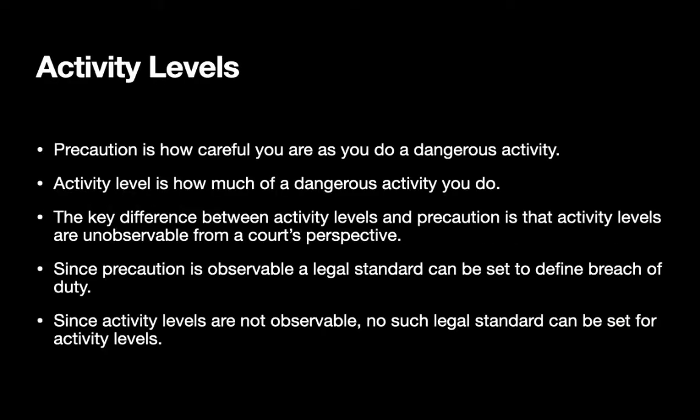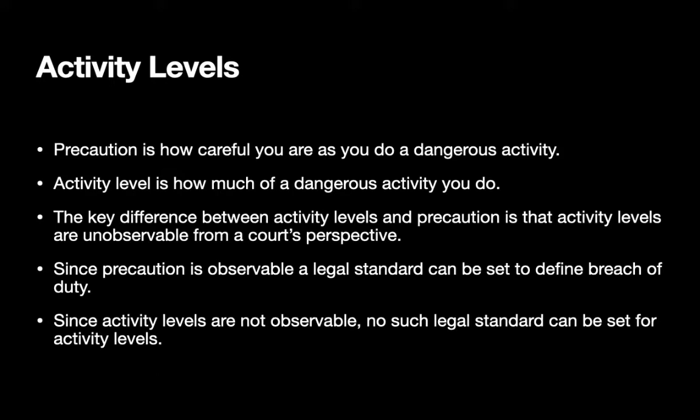Precaution is how careful you are as you do a dangerous activity. An activity level is how much of a dangerous activity you do. For example, if we are talking about swimming, examples of precaution could be a swimmer that checks the depth of the pool before diving, or a pool owner that makes sure that pool depths are marked and that life-saving equipment is easily accessible. The amount of time that the swimmer actually spends swimming is the activity level.